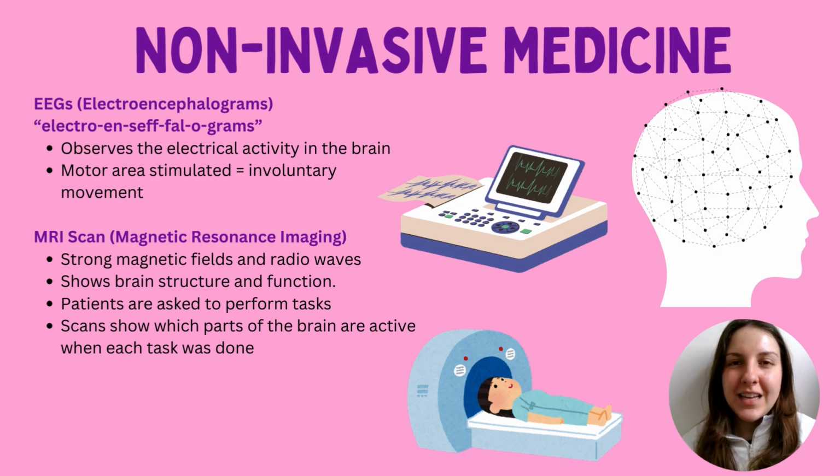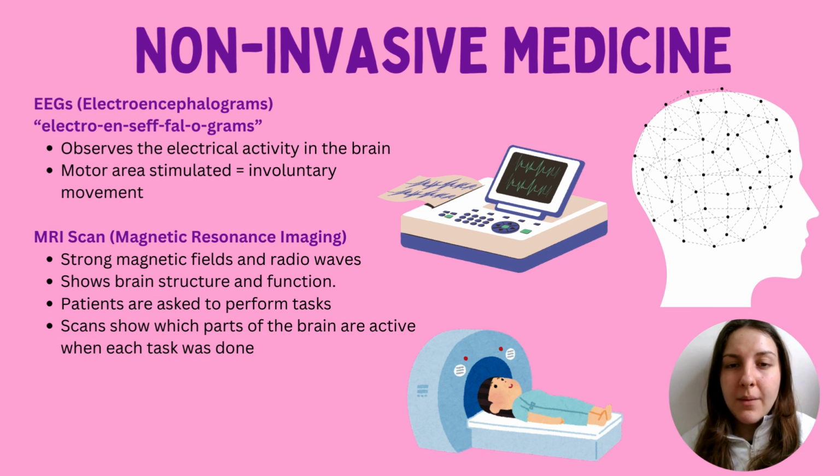But essentially, this is a device that you would place on somebody's head, and it observes and monitors the electrical activity of the brain. So if we were to stimulate a motor area of the brain, an involuntary movement would occur, and it helps us map the different regions of the brain as well, and see if there's any problems there too.